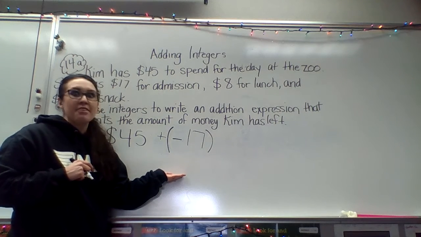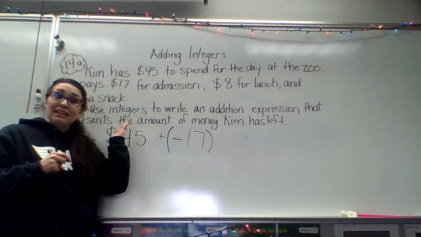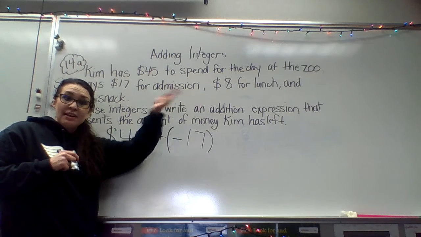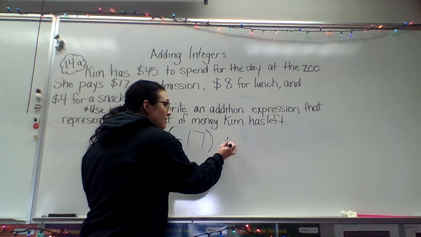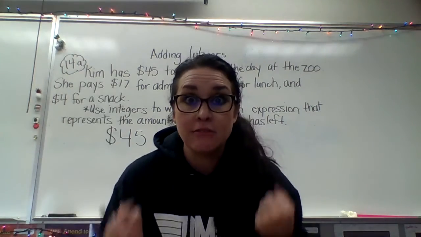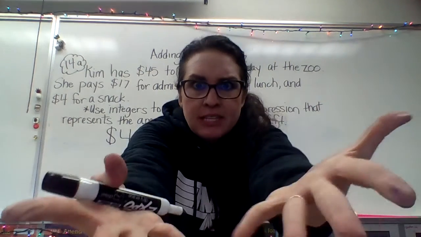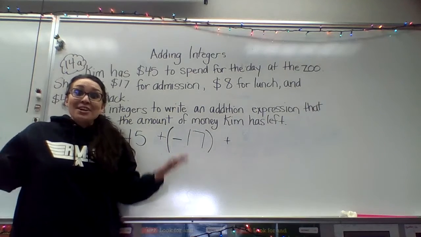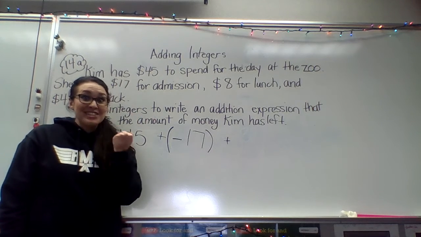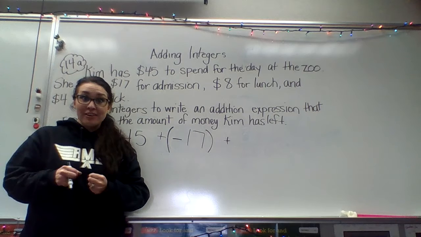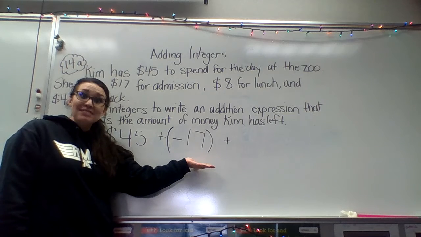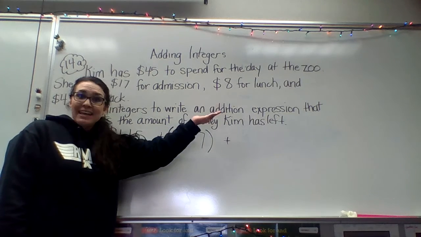That will show me how much money she has after she's at least purchased her ticket. But she bought more than just her ticket, right? She also bought lunch and a snack. So let's look at the lunch. She paid $8 for lunch. Now, is that going to be adding $8? Or will that be subtracting $8 from Kim's wallet? If she's paying something, it's negative. If she's giving someone else money, then it's negative. You're right. In this case, it would also be plus that negative 8 because it's negative $8 that are coming out of her wallet to pay for her lunch. We can represent that by saying our positive 45 plus our negative $17 plus our negative $8.